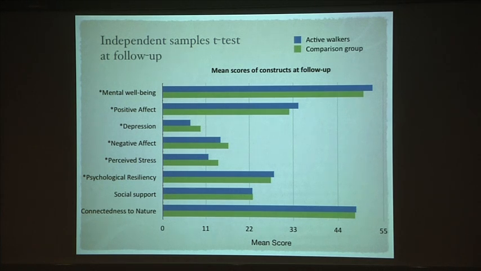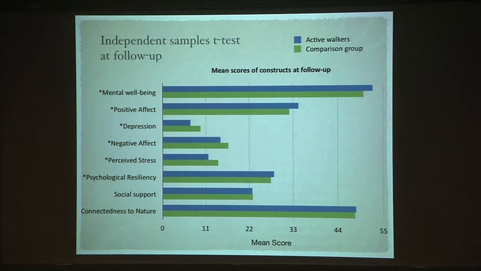At follow-up, the 2 groups now differed on psychological resiliency, with the active walkers demonstrating better psychological resiliency at follow-up than the comparison group. This is quite interesting because the measure is considered to be stable. It's about the personality characteristics within oneself and how they deal with stress. So I need to investigate why this changed. Perhaps there's some issue with the scale. But furthermore, there was no significant difference between the 2 groups on the mean scores of social support and connectedness to nature.